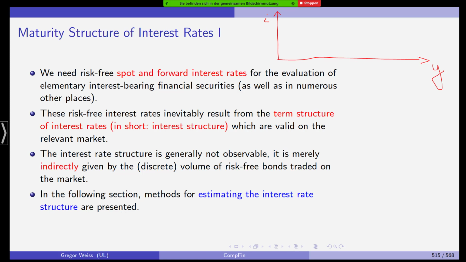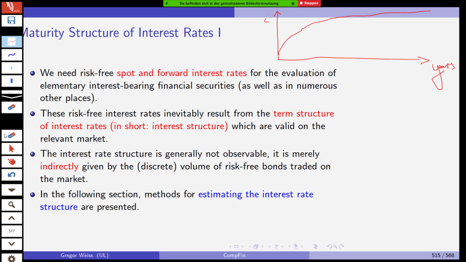Let's call it the interest rates I. So this is not the yield, but this is in years. So the term structure of interest rate will probably look something like this. It will start with a low interest rate for a low maturity, and with a higher, longer maturity, it will increase in interest rate. This is called a normal interest rate structure, normale Zinsstrukturkurve.